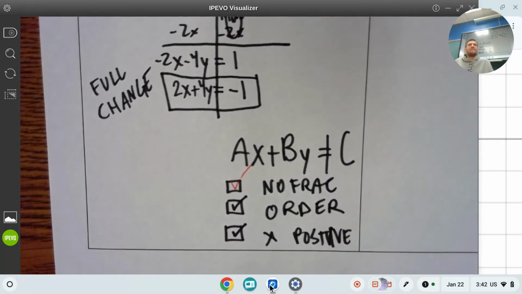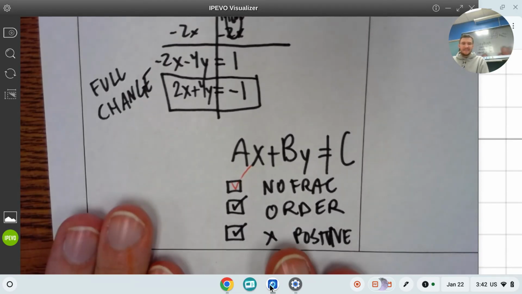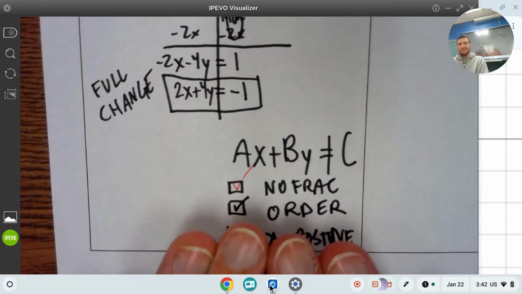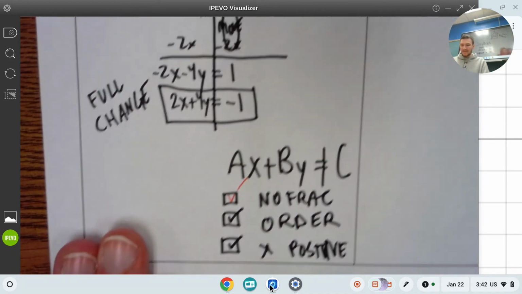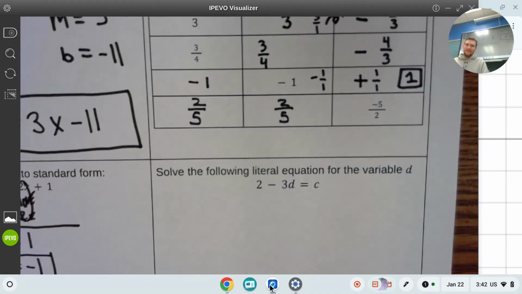All right. Renai, please sit down. Welcome back to class. Phones away. We've only got 1 question left. We just fixed this standard form question. No fractions, no order, no positive. 2 over 5, 2 over 5, because we got to do the opposite reciprocal.